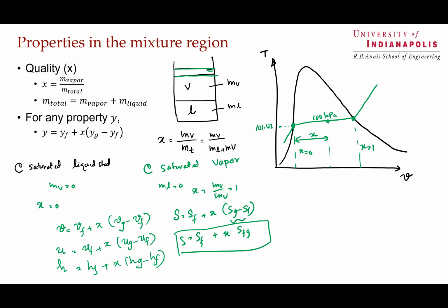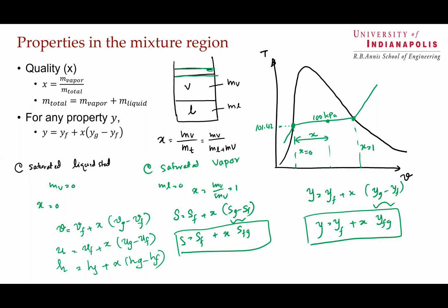So for any property, I can say Y equals Yf plus x times (Yg minus Yf). So you can say this is Yfg. But this is not true for volume, because volume only has Vg and Vf. It doesn't have a Vfg value. I hope this makes sense. If you have further questions, please ask in the class.